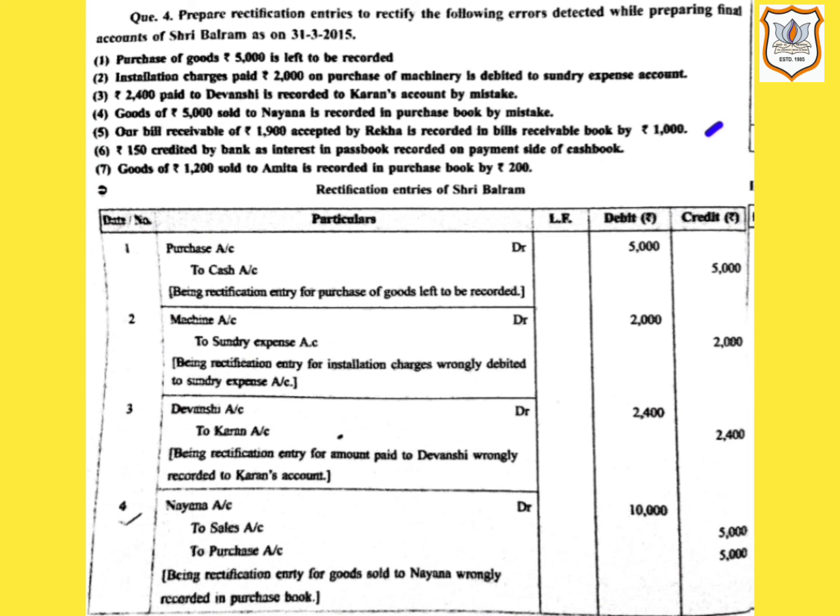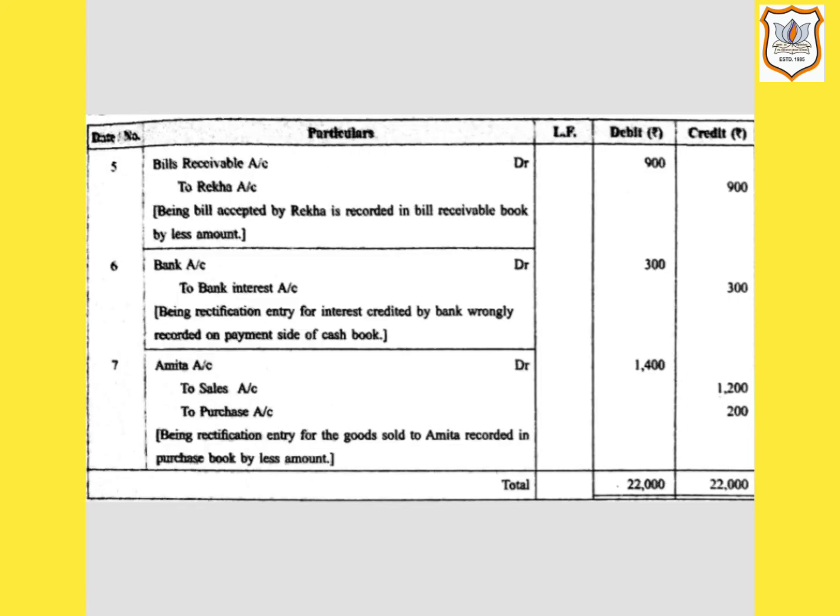So let us see rectification entry for this error. Here it is. Here, as bills receivable account and Rekha's account are recorded less by rupees 900, therefore 900 will be debited to bills receivable account and credited to Rekha's account in rectification entry.